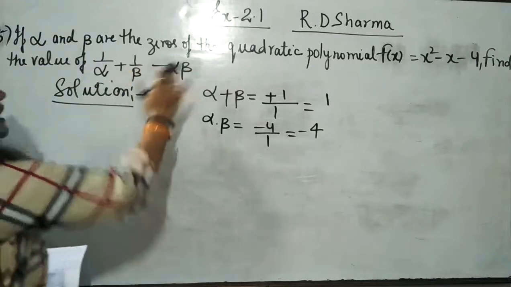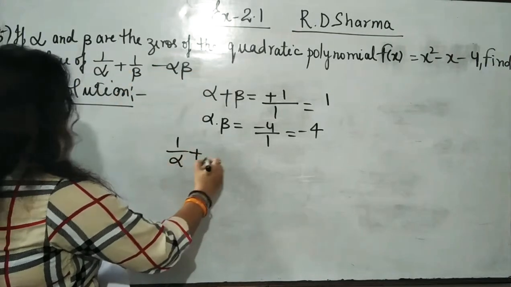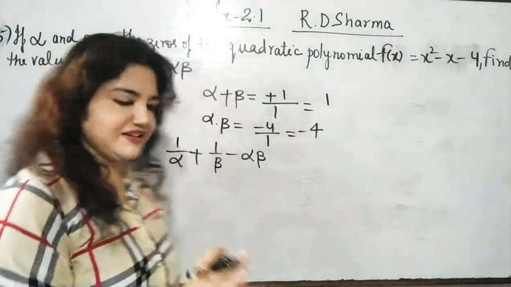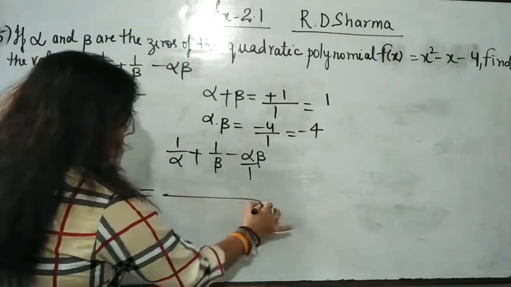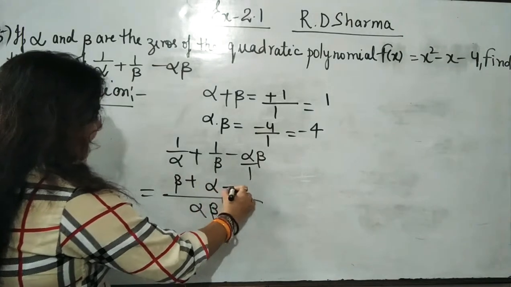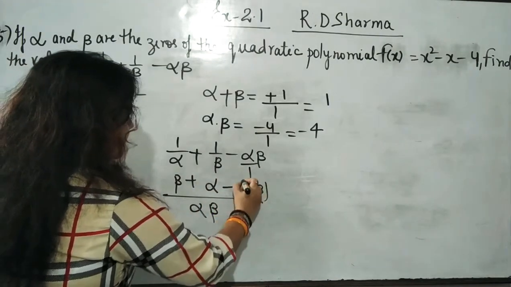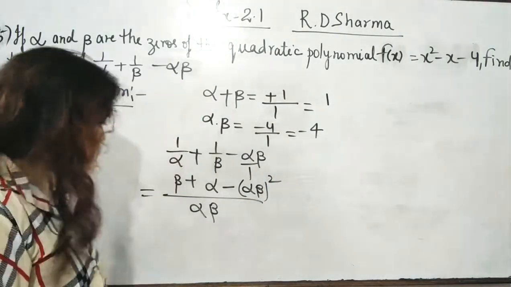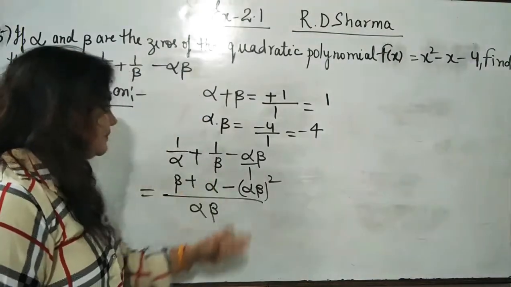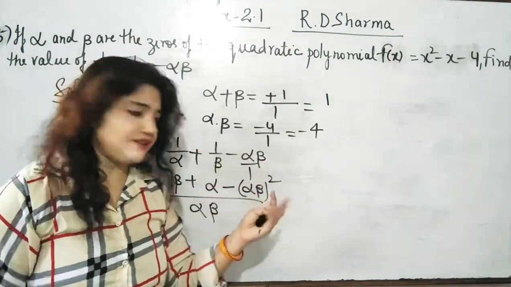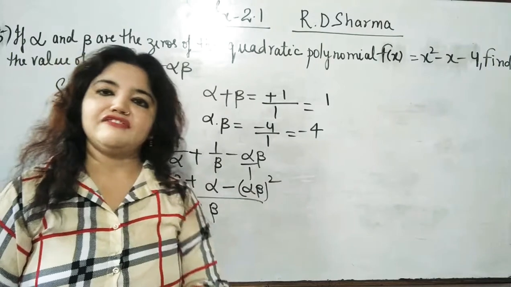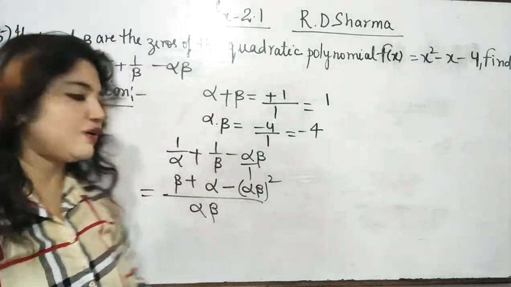And now finally we are going to calculate the value of 1 upon alpha plus 1 upon beta minus alpha beta. Finally we have to calculate this. So let's take the LCM. This will be alpha beta, and here we will get beta, here we will get alpha, minus, and here we will get alpha beta whole square. Am I right? How? Alpha beta will be divided by 1, so we will get alpha beta only, and this alpha beta will go to the numerator, and alpha beta is already there, so one more alpha beta is coming there. So alpha beta into alpha beta will become alpha beta whole square.